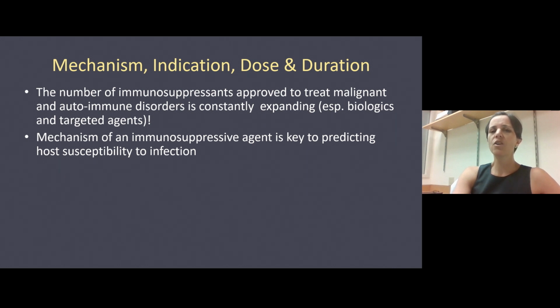There are a huge number of immunosuppressants approved to treat malignant and autoimmune disorders, and it's constantly expanding. As you know, it's hard to keep up with the MABs, which are monoclonal antibodies, or the IBs, which are small targeted molecules. There's a lot now. You can't look at any medical publication without seeing ads for these. So knowing the mechanism of the immunosuppressive agent is really going to be the key to predicting the host susceptibility. The most elegant example of this I can think of is a drug called eculizumab, which is a C5 complement inhibitor.